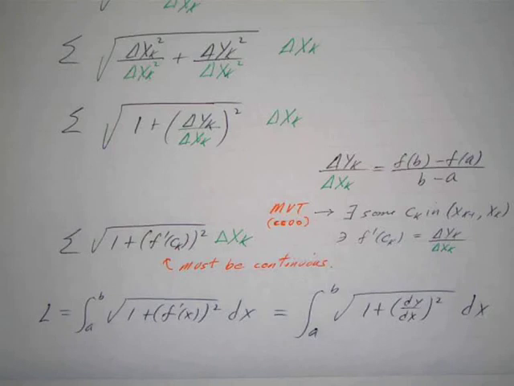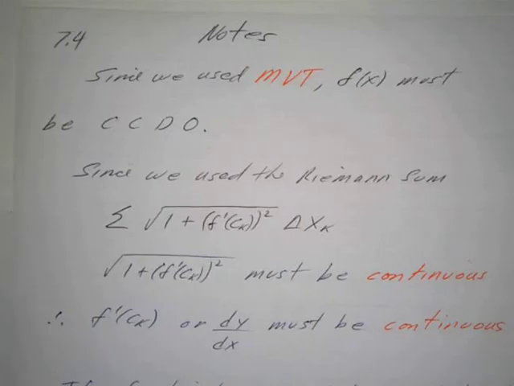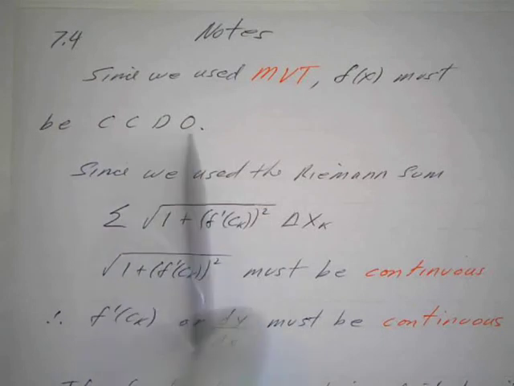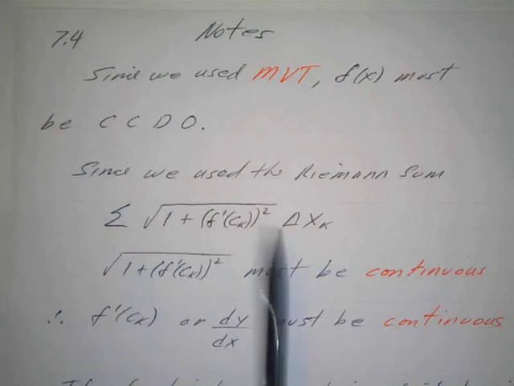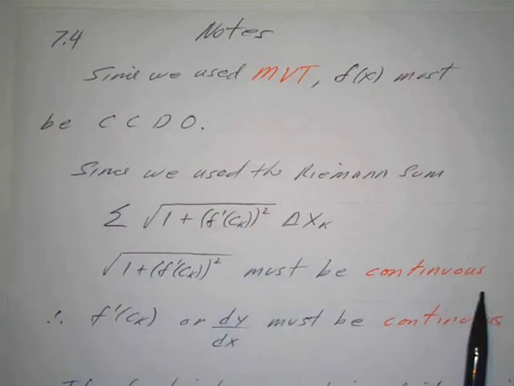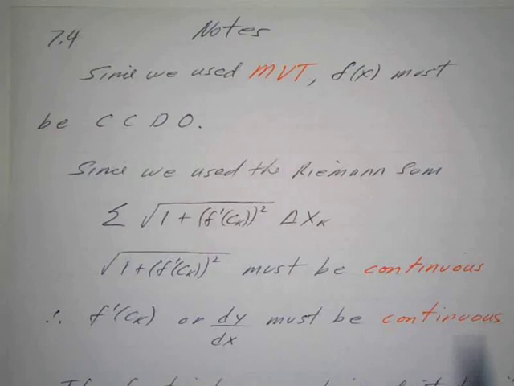So we kind of summed it up over here, so let me see if I can get this in. These are just a few little things that you want to be aware of. Since we use the mean value theorem, f of x must be C2. We talked about that. Since we use Riemann sums, we've got this. This is my Riemann sum. This is my function. This must be continuous. And as I just stated earlier, that implies that this must be continuous, or dy dx, the derivative, must be continuous. So not only must the function be continuous and differentiable, the derivative also has to be continuous.